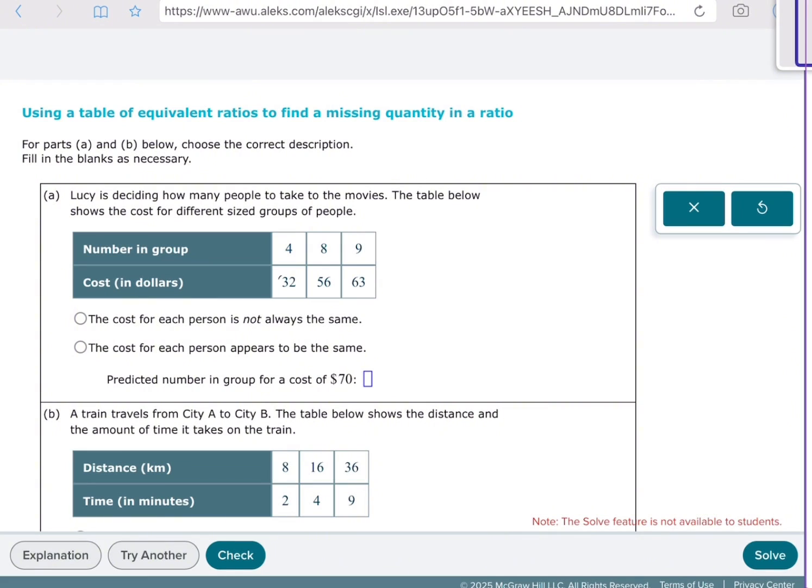So I'm going to do this mostly in my head. 32 divided by 4 is 8. 56 divided by 8 is 7. And 63 divided by 9 is 7. So this one is not always the same.